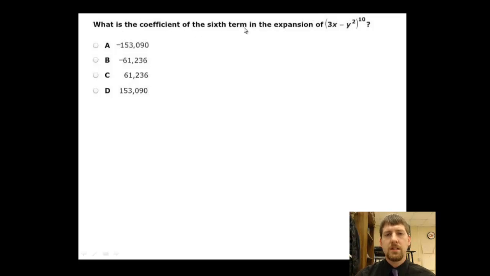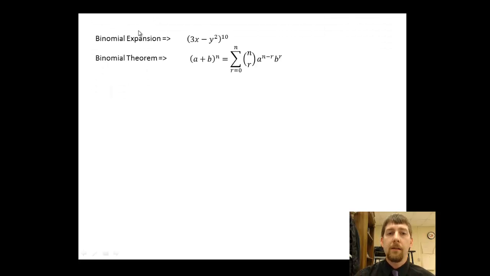All right, so let's look at this one. What's the coefficient of the sixth term in the expansion of the quantity 3x minus y squared all raised to the 10th power? Well, as I go through this, a couple of key words that I should see are expansion, okay? So that means multiply everything out. And then I've got to recognize it's a binomial. So as soon as I see expansion and binomial, I think binomial expansion. There's my two terms. They gave me the expansion. In which case, I go to binomial theorem.